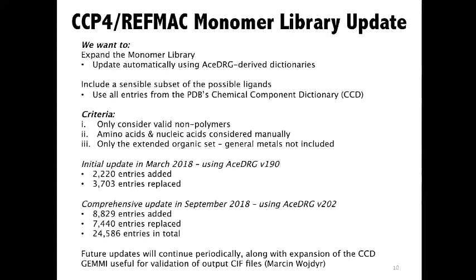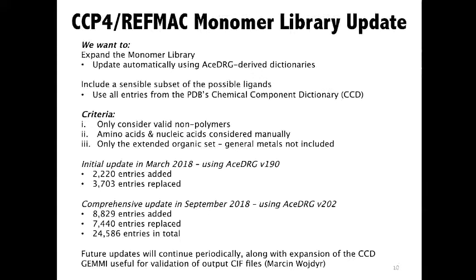For that we take the CCD, the Chemical Component Dictionary, from the PDB. We only consider valid non-polymers. Certainly the amino acids and nucleic acids, because they're so important, are considered separately, manually. And we're only able to consider the extended organic set. General metals are not included because they can't be dealt with by AceDRG at the minute, although hopefully in the future that will be resolved.